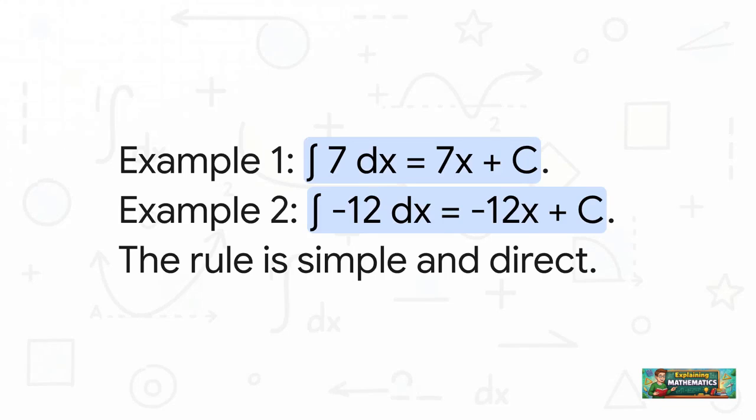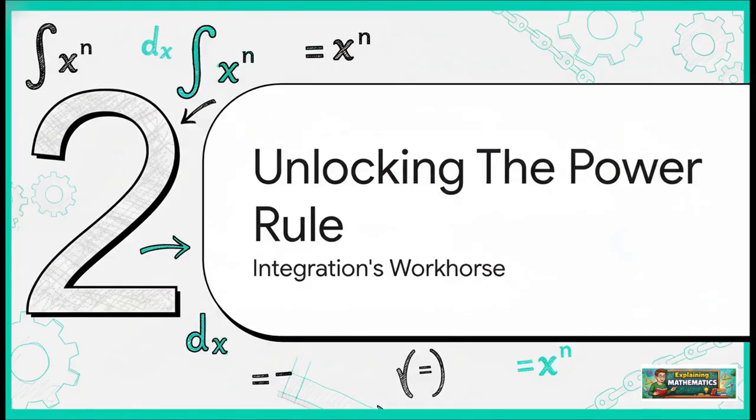In practice, this is incredibly straightforward. The integral of 7? Easy, 7x plus c. The integral of negative 12, you guessed it, negative 12x plus c. You just take the number, attach an x, and slap on a plus c at the end. That's all there is to it. All right, we've got constants down. Now it's time to level up and deal with variables that have exponents. This is where we bring in the real powerhouse of basic integration, the power rule.